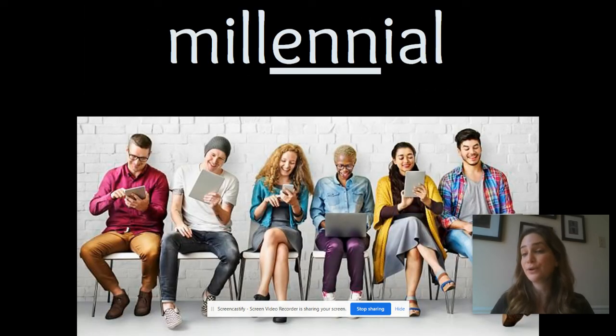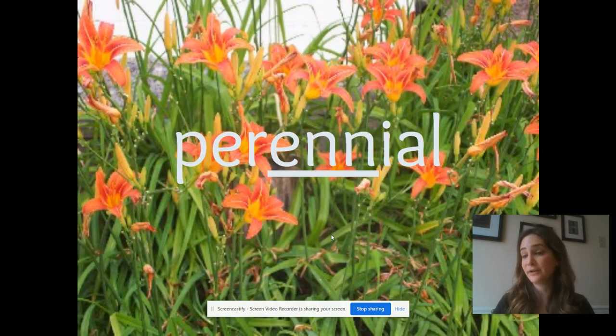Millennial. A millennial is a person that was born right before the change of that millennium. So usually somebody between like 1982 to the 2000 mark, a little after that 2000 mark, would be considered a millennial because they were born around the millennium. And last but not least, a perennial is a flower that grows every year.